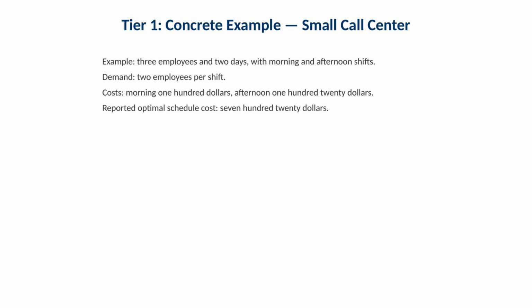The reported optimal outcome is a total cost of $720. The purpose of this example is not realism in scale, but clarity in mechanics. With a small instance, you can trace exactly how coverage and cost trade off, and you can verify that the model produces a schedule that meets demand at minimum cost.